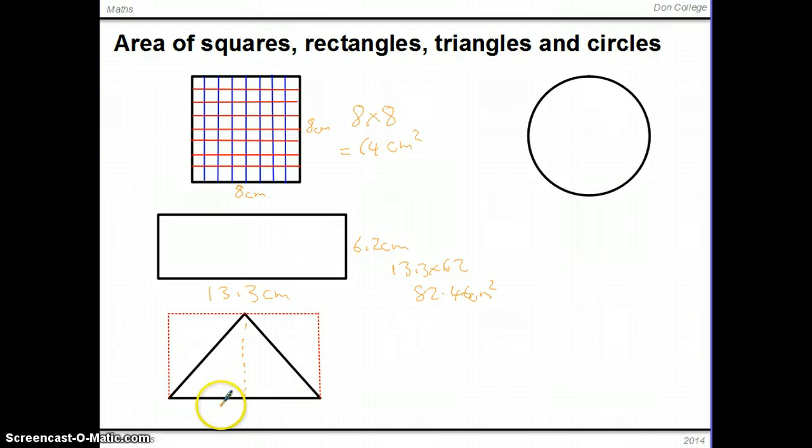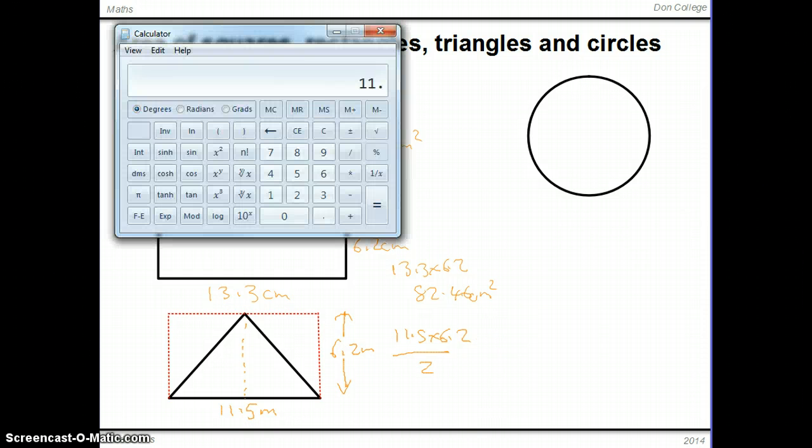So let's say that was 11.5 meters, and this was 6.2 meters, from top to bottom. Then the area of that would be 11.5 times 6.2, but then we have to halve it or divide by 2. So you could divide by 2, or you could times by 0.5. So that gives us 11.5 times 6.2, then we divide by 2, 35.65 meters squared.